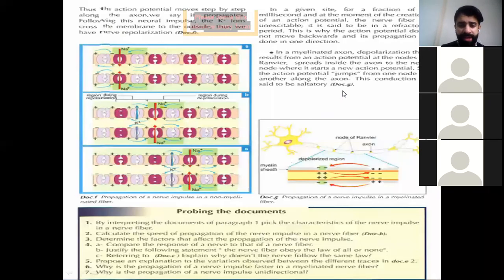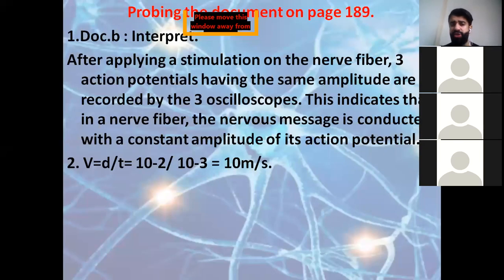So these are mentioned in part one. They want you to interpret the documents of paragraph 1 to pick up the characteristics of the nerve impulse, part 2 to calculate the speed, and part 3 to determine the factor. Let's start step by step. First one, I interpret for document B only.